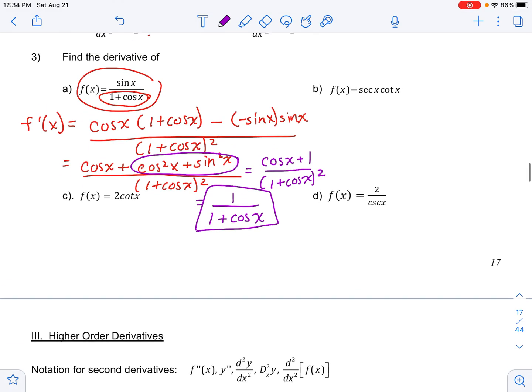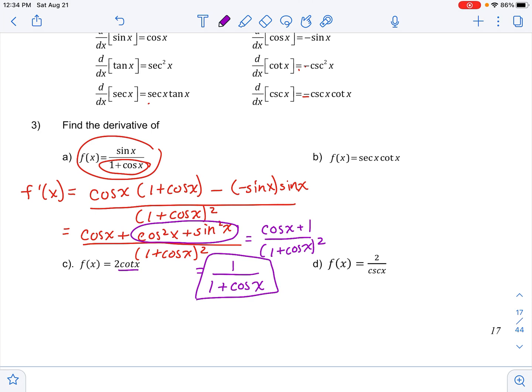Okay, let's go down here. So this one is just understanding, do you know what the derivative of the cotangent is? It's negative cosecant squared, and we just have a number in front, and remember, we just keep that number. So that would just be negative 2 cosecant squared.